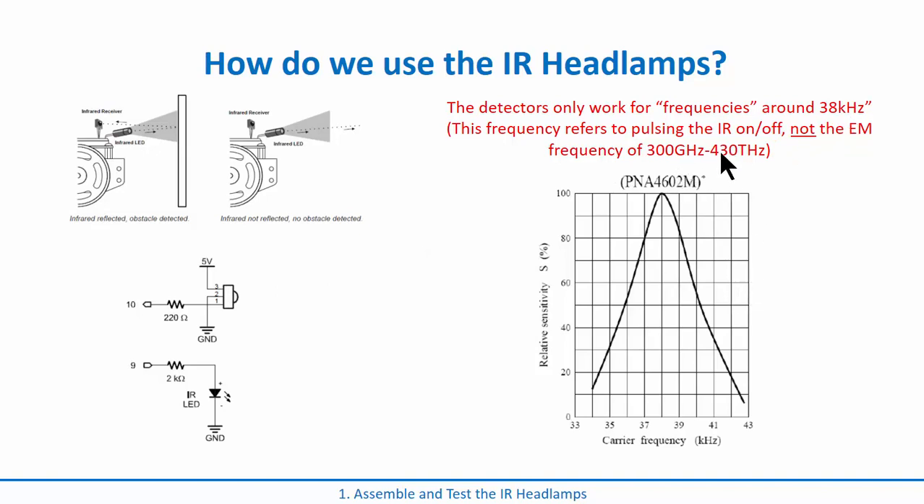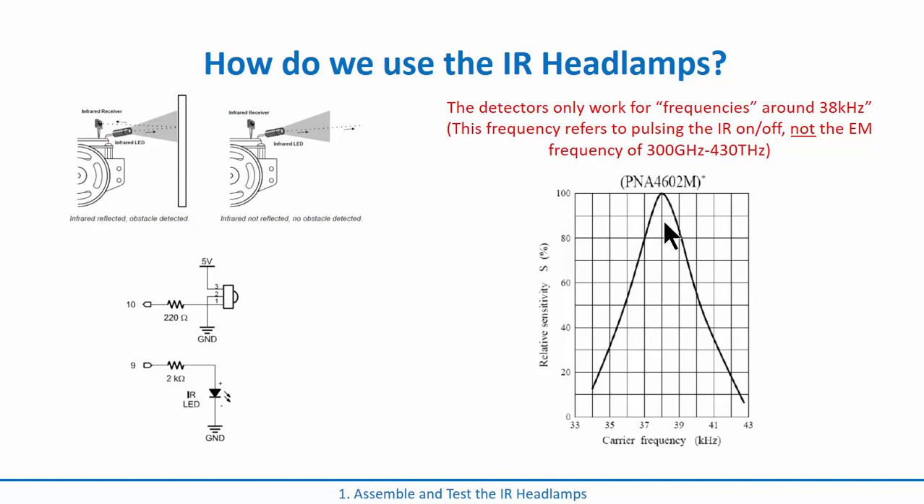Now IR is an interesting thing, because if you're saying hertz, you might say, well, IR is 300 gigahertz to 430 terahertz when you look at the wavelength of the actual electromagnetic radiation. That's not what we're talking about. Yes, it is IR for sure, but we toggle it on and off, and that's just the way the detector works. So we just got to do it.